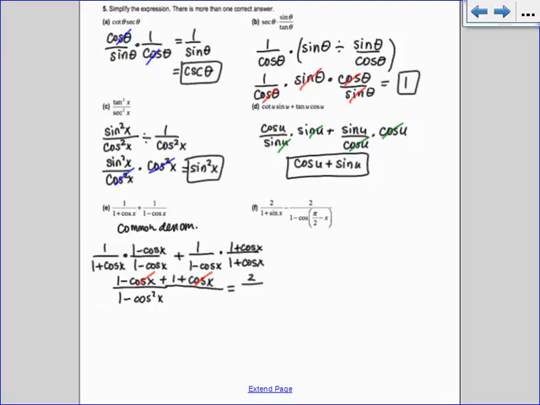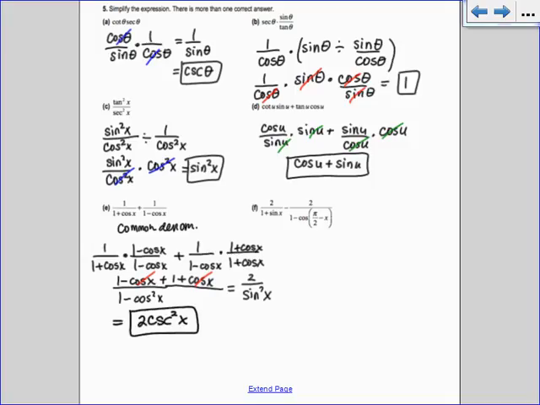Well, hopefully you guys are getting good at recognizing the Pythagorean identities. 1 minus cosine squared is the same as sine squared theta. So I'm going to have sine squared x. So I have 2 over sine squared. So I would just write it as 2 cosecant squared x.